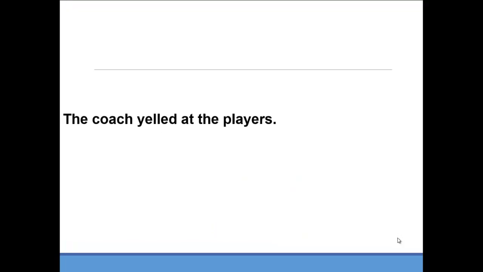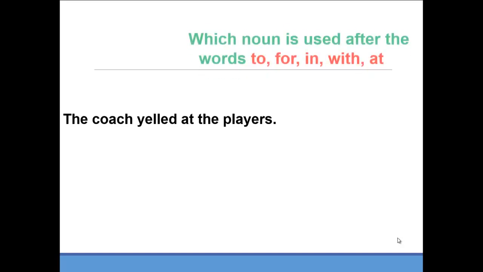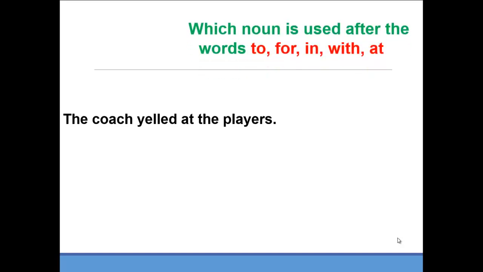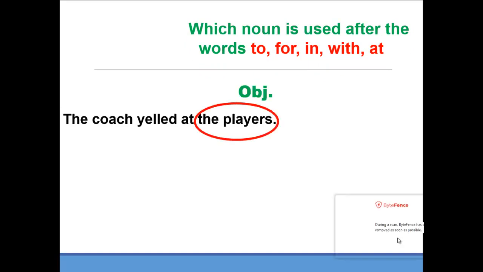The coach yelled at the players. What noun receives the action of the verb yelled? The players, and the players is the noun that is used after the word at, so it is an object. What word can you replace this object with? We can replace this object with the pronoun them, and the sentence is going to be the coach yelled at them. So them is an object pronoun.